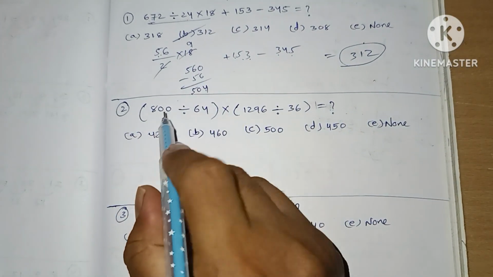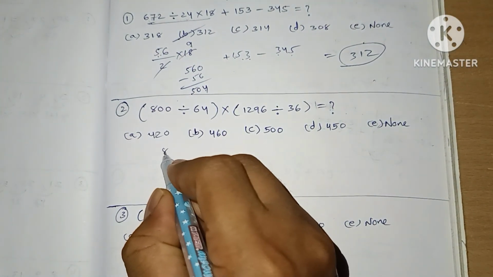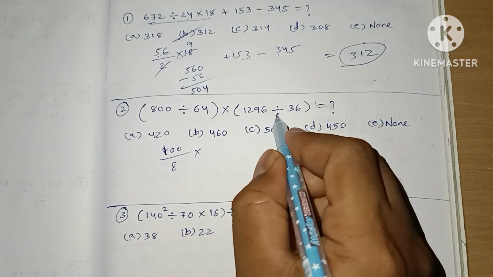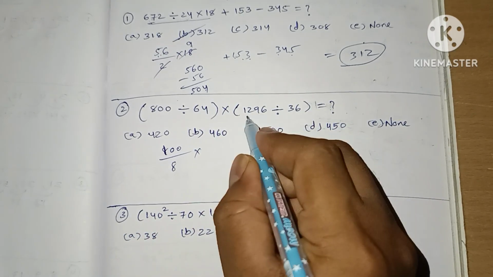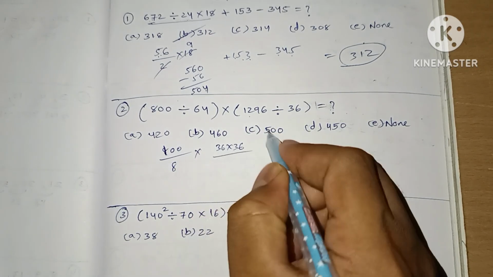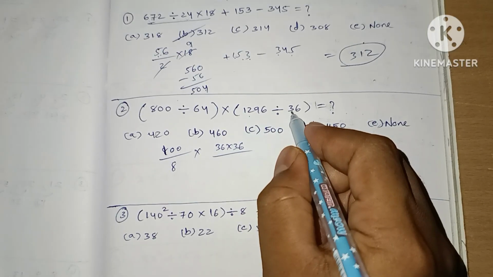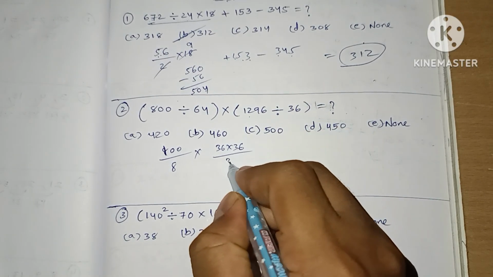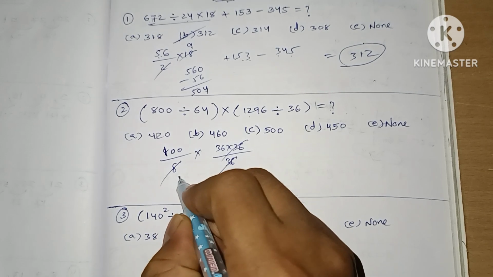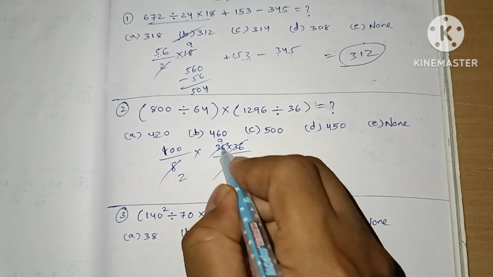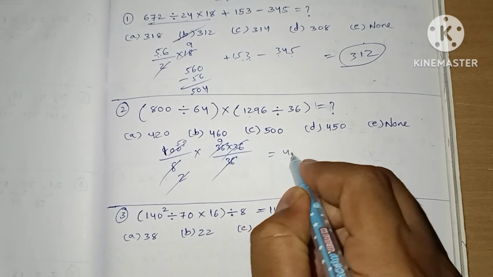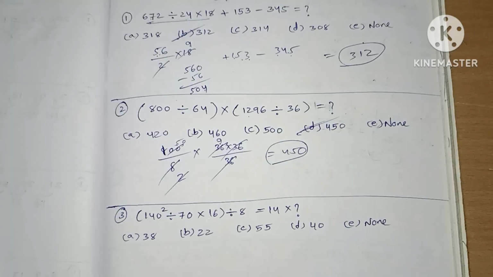Next question. Here I can see the 8 table: 8 100 times, 8 8 times into 1296 divided by 36. I know 1296 as 36 into 36. 36 square value is 1296. So 1296 divided by 36, we get 36. So 4 2 times, 4 9 times, 2 50 times. 50 into 9 times will be 450. So the answer will be 450. Option D is our answer.